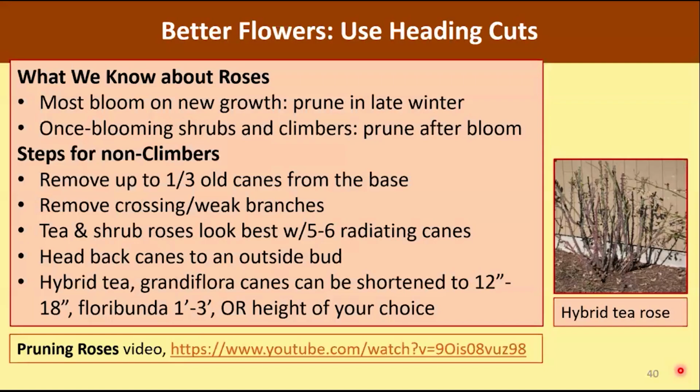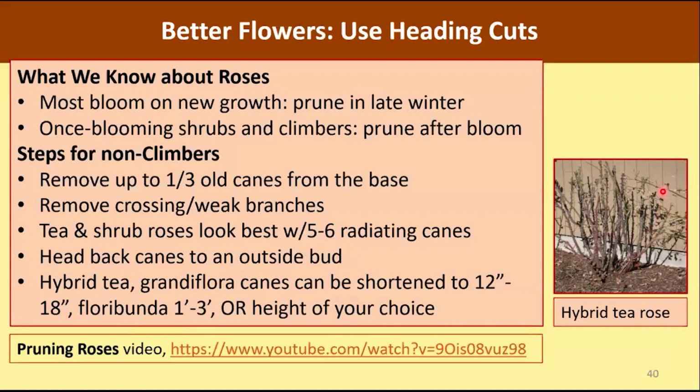And these are the steps for the non-climbing roses. Again, we start low, near the ground, at ground level. You can remove up to one third of the old canes from the base. We can also remove the crossing and weak branches because they're not very productive. Most people think tea and shrub roses look best with 5 to 6 radiating canes. I've seen them with as few as 3 canes. It really depends on how much space you have.